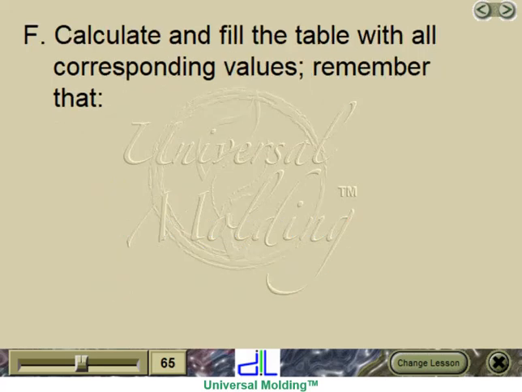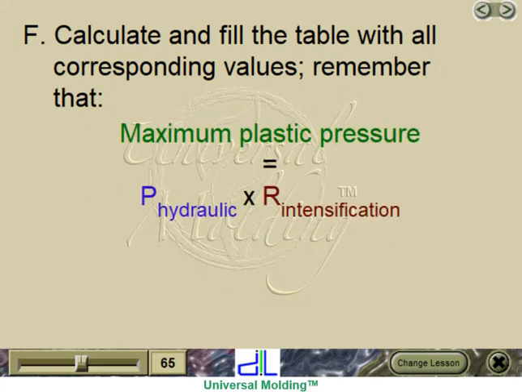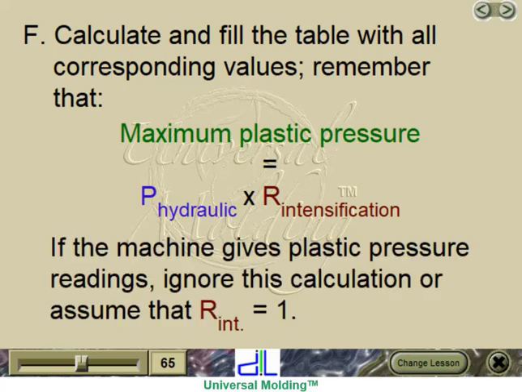F. Calculate and fill the table with all corresponding values. Remember that maximum plastic pressure equals maximum hydraulic pressure times intensification ratio. If the machine gives plastic pressure readings, ignore this calculation, or assume that the intensification ratio is equal to 1.